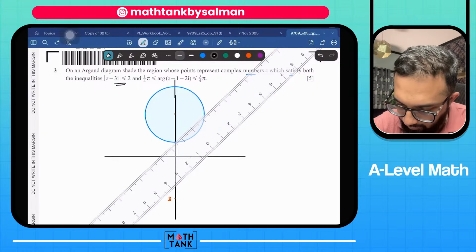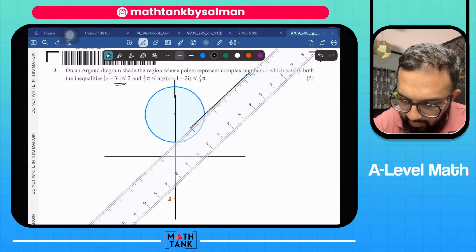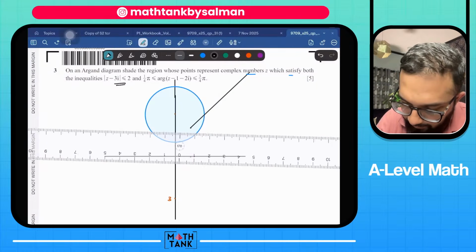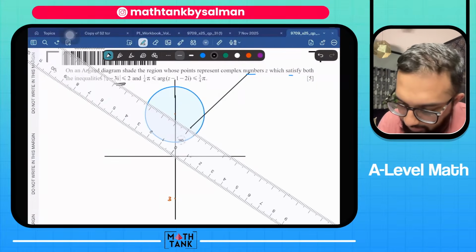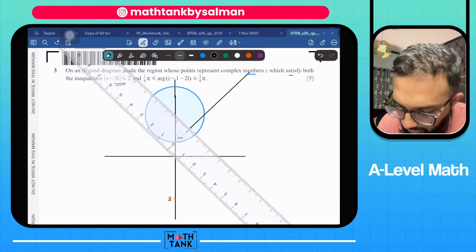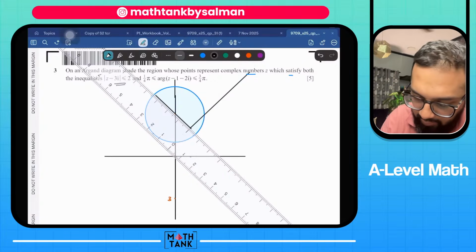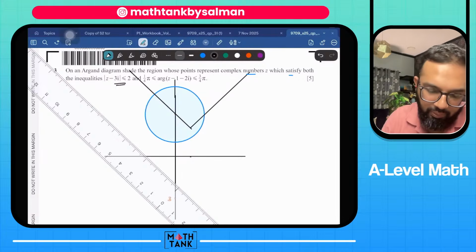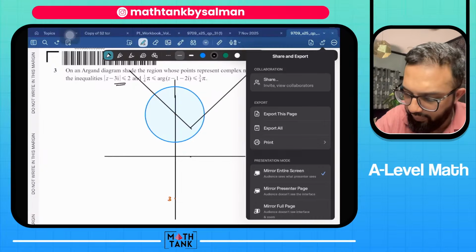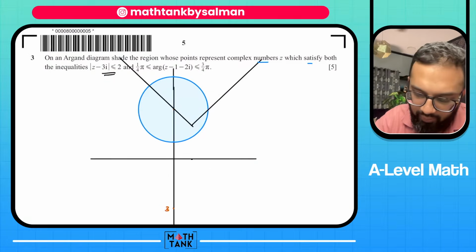Okay, so that angle is at 45, so there's going to be a half line that starts like that, and there's one at 135. That's 180. I want it at 135. I'm going to make approximately a 90-degree angle with this one. You see the 135, my starting point. So I want an argument between 45 and 135. Okay, and I want to stay inside the circle.